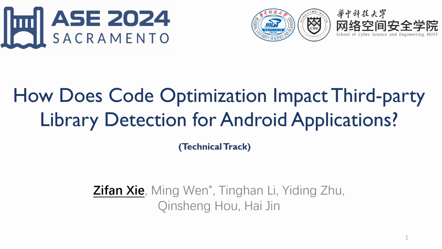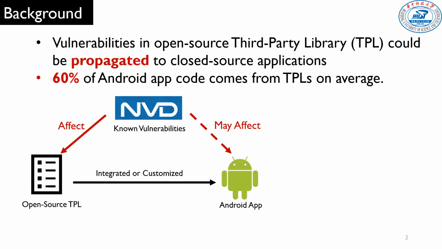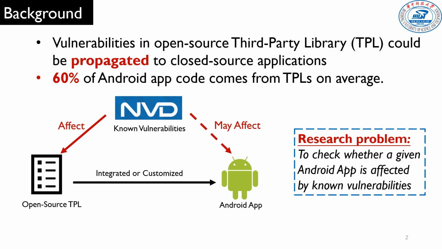Today, I will present our paper, How does code optimization impact the third-party library detection for Android applications? We're looking into vulnerabilities in open-source third-party libraries which may affect closed-source applications. In fact, 60% of Android app code comes from libraries on average, potentially affecting known vulnerabilities. Our research problem is to check whether a given Android app is affected by these known vulnerabilities.